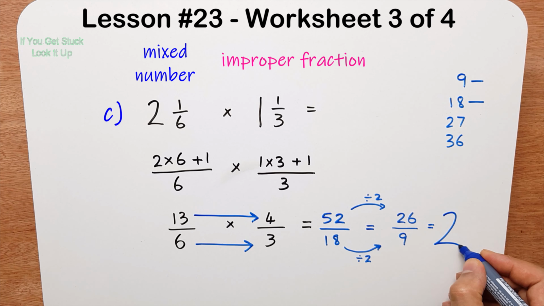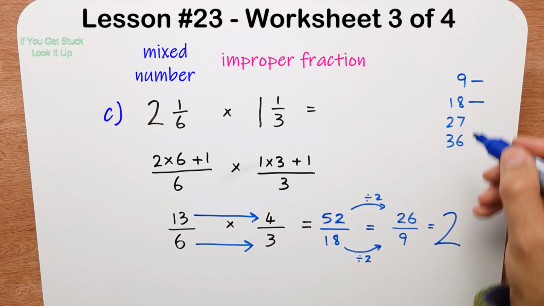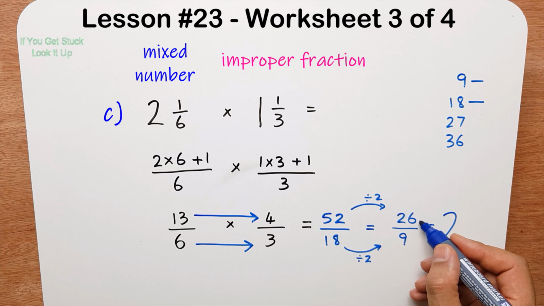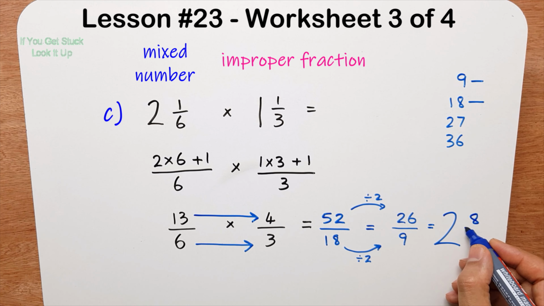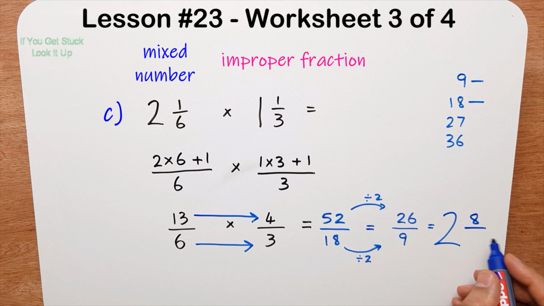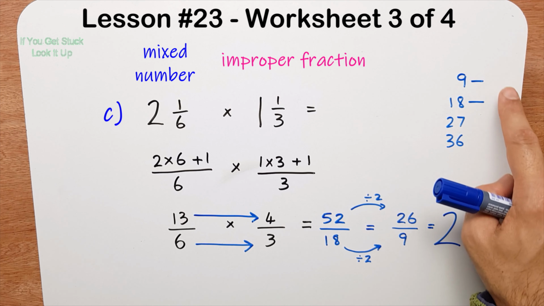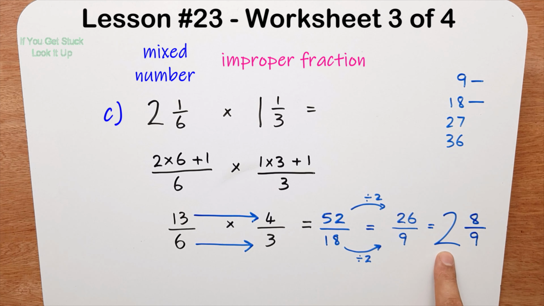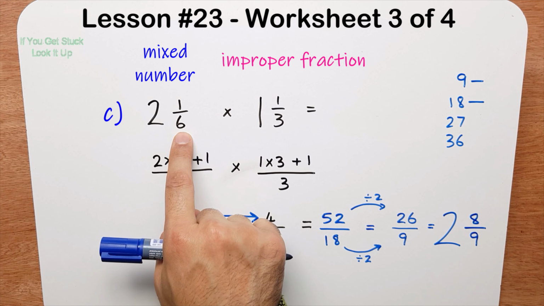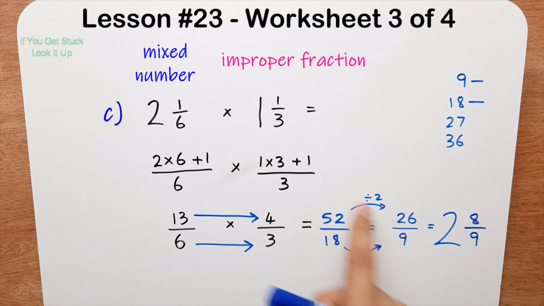So the big 2 goes there. I've used 18, but I had 26. So I have a remainder of 8. And this 9 stays the same at the bottom. So how many 9s in 26? There's 2. And that's the big 2. And then the remainder is 8. So that goes at the top. And this 9 stays the same. So 26 9ths is 2 and 8 9ths. So I can say 2 and 1/6 times 1 and 1/3 equals 2 and 8 9ths.